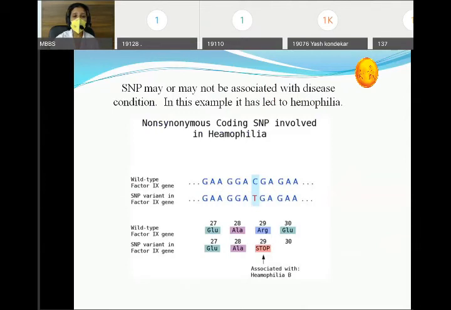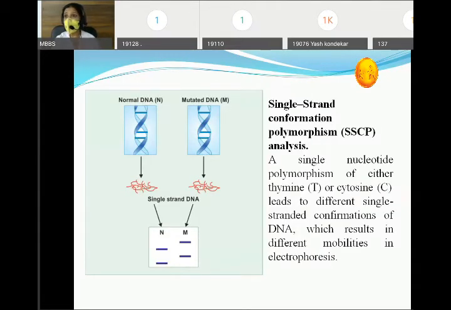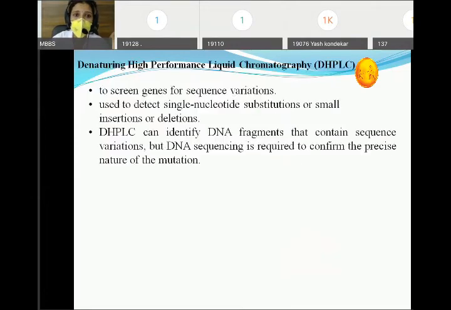An SNP may or may not be associated with a disease condition. In this example, it has led to hemophilia. Now, single strand conformation polymorphism, that is SSCP analysis. A single nucleotide polymorphism of either thymine or cytosine leads to different single strand conformations of DNA, which results in different mobilities in electrophoresis.